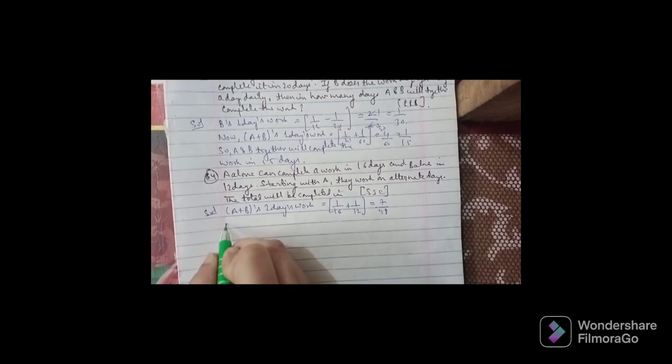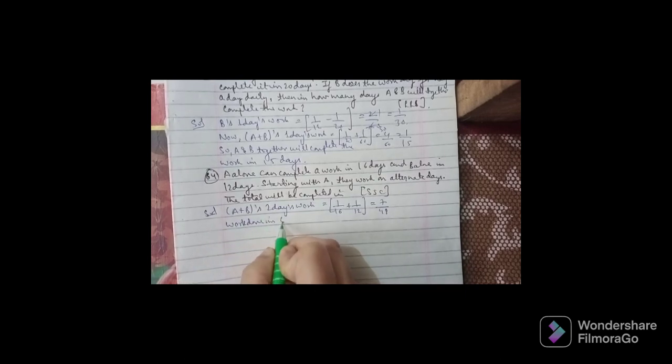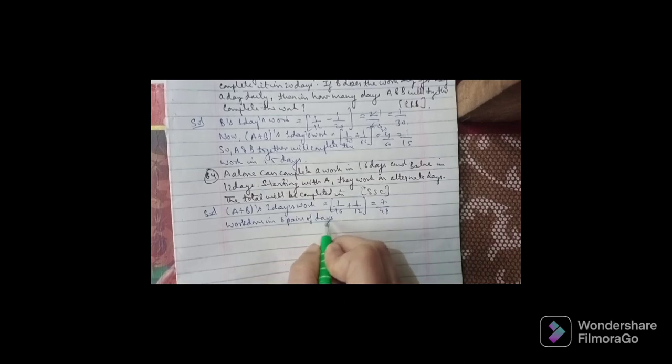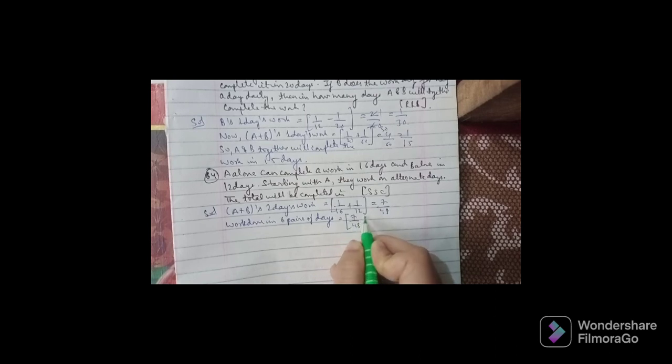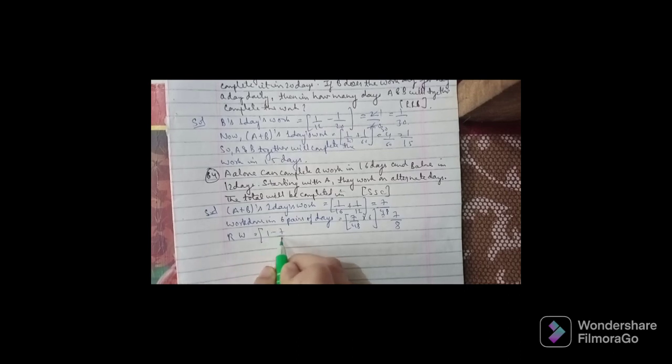Work done in 6 pairs of days: 7 upon 48 into 6 equals 7 upon 8, and remaining work equals 1 minus 7 by 8 equals 1 by 8.